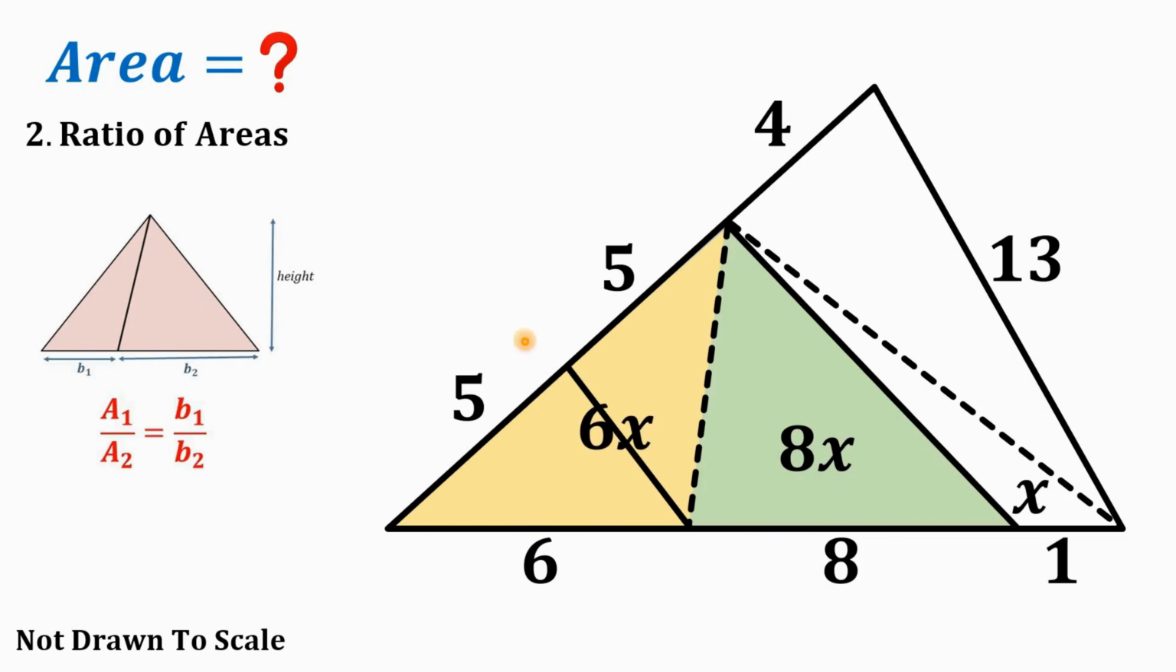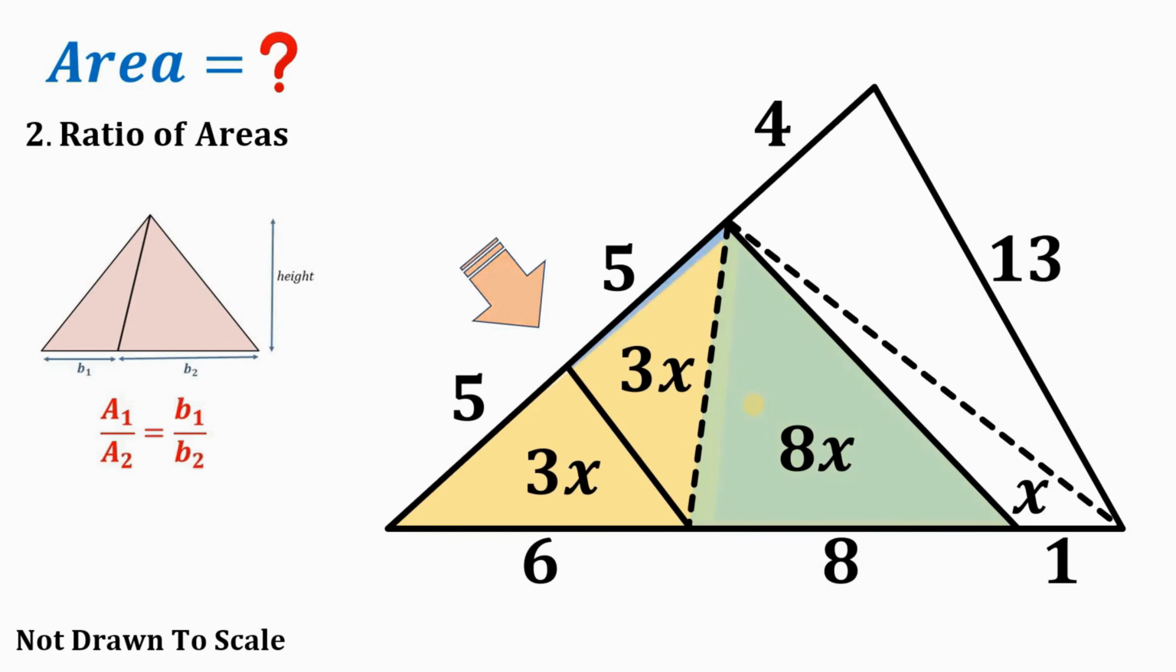But if we're looking in this direction, we have two triangles with the same height and the same base. In short, they have the same area. In short, we can split this 6x into 3x and 3x like this.